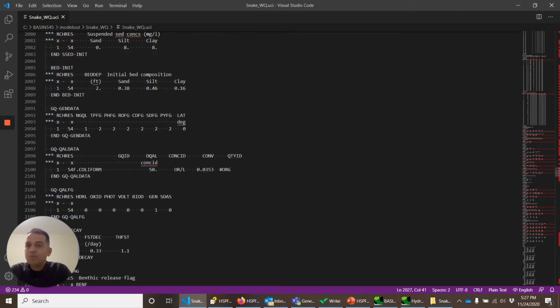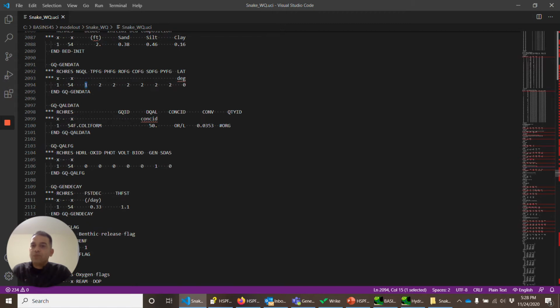General quality: the number of general quality constituents is 1, only fecal coliform here. And then the source of temperature and pH time series, if needed. The initial concentration of the constituent is 50. The unit that we want to use is organisms per liter, and this is the conversion that transfers the number of organisms from the land surface to here, organisms per liter. So this is very important. If you used a different quantity ID earlier, you may want to adjust this conversion here.